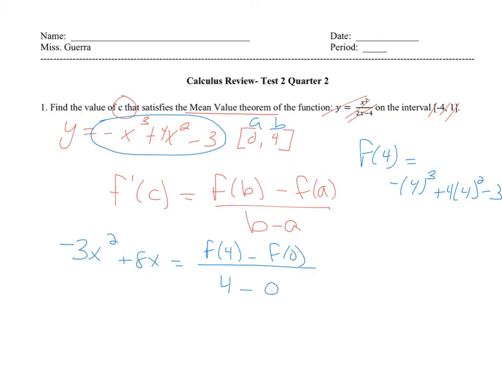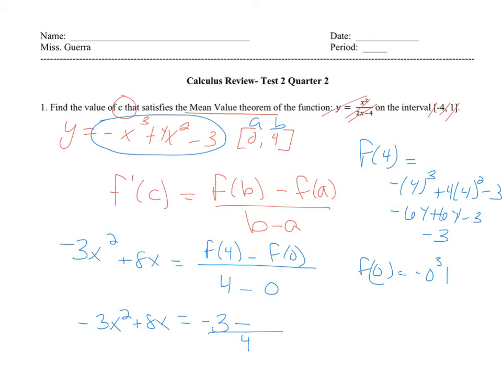When you do that, you're going to get negative 64 plus 64 minus 3. And that gets you negative 3. So right now I have negative 3 minus, all over 4, equals negative 3x squared plus 8x. And I'm going to do f of 0 now. I'm going to plug that into my original. So negative 0 cubed plus 4 times 0 squared minus 3, that's going to get you negative 3 again.